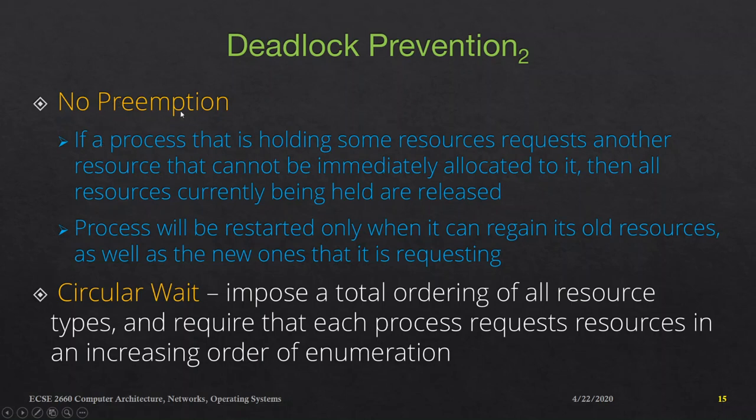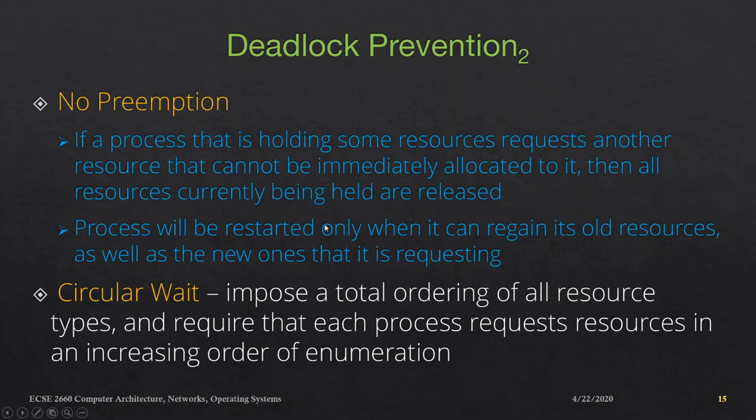Well, allow preemption, right? So we are going to allow the operating system to snatch resources away. So when should we do that? Well, we can do that if a process that is holding some resources requests another resource that cannot be immediately allocated to it. If that happens, we ask the process to release all of its resources that are currently being used. So if you ask for more resources and I don't have it for you, then the operating system says, give up all your resources and we'll try some other time.